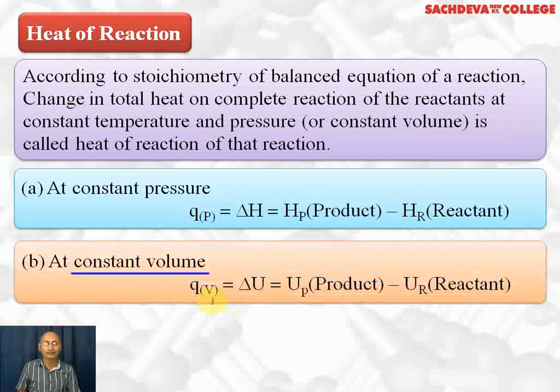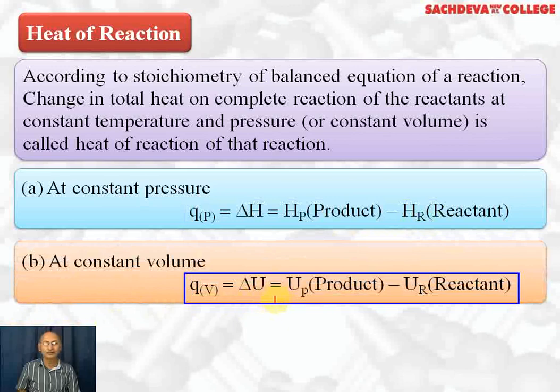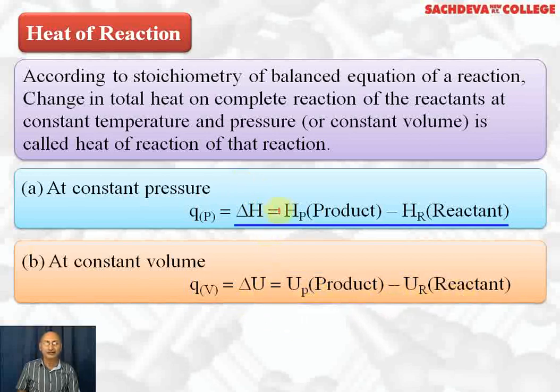At constant volume, Q at constant volume is equal to delta U, which is equal to sigma U of products, the sum of the internal energy of products, minus the sum of the internal energy of reactants, that will give you delta U. Similarly, here also it should be sigma delta H of products. This should be sigma delta H of reactants, that is the sum of the enthalpy of products or the sum of the enthalpy of all the reactants.